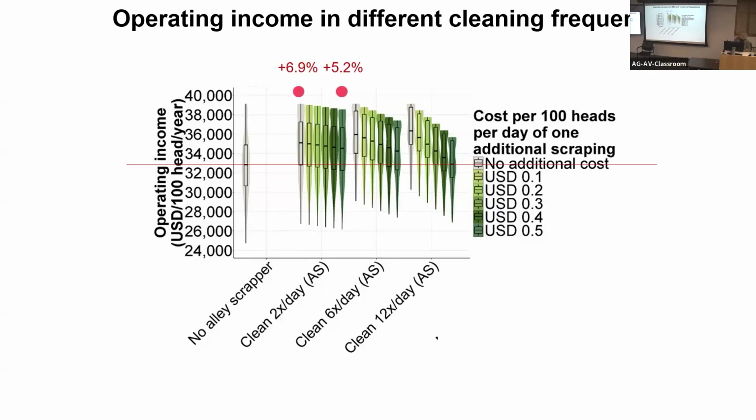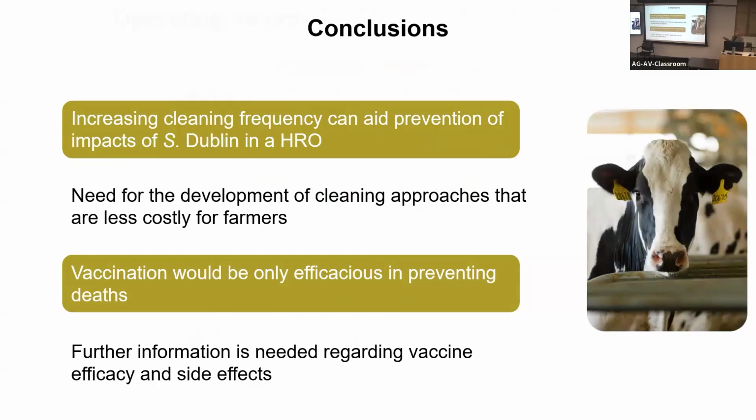So in this case, depending on which strategy we would use, we would have at least a little bit of a profit. So cleaning, even with quite expensive strategies, as we consider them, would do better than doing nothing. So for this salmonella doubling, with our mathematical representation of a farm, what we found was that cleaning frequency, if we can improve cleaning, we could aid in preventing the impacts, the health impacts and economic impacts on the farm.